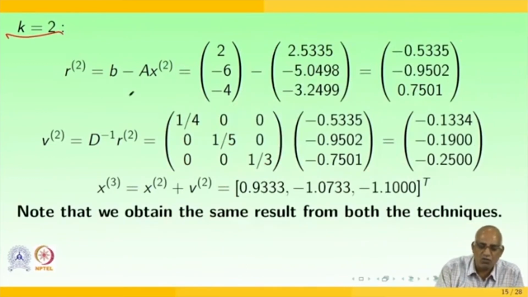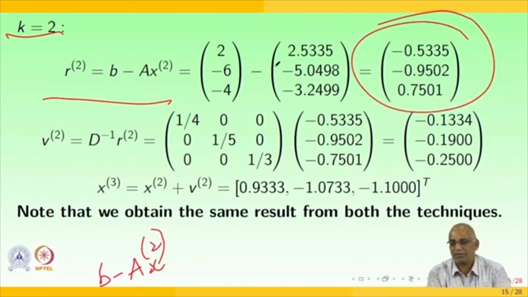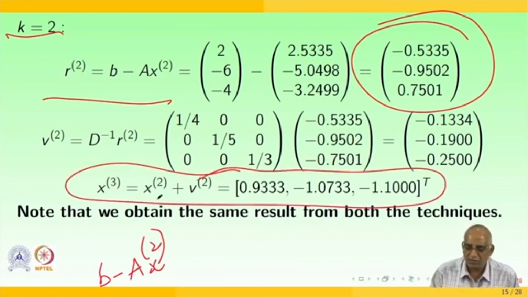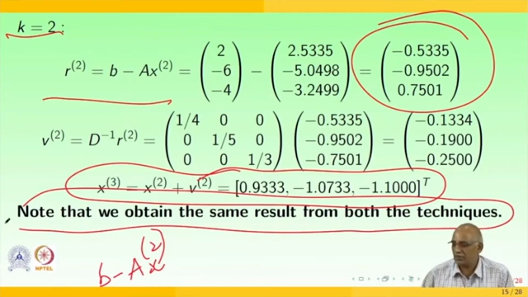And for k is equal to 2, you compute this, that is B minus A x of 2. So you get the column like this, minus 0.5335, minus 0.9502, 0.7501. So ultimately you do end up with x of 3 like this: 0.93333, minus 1.0733, minus 1.100 transpose. Note that we obtain the same result from both the techniques. Either way, we are able to achieve the same value.